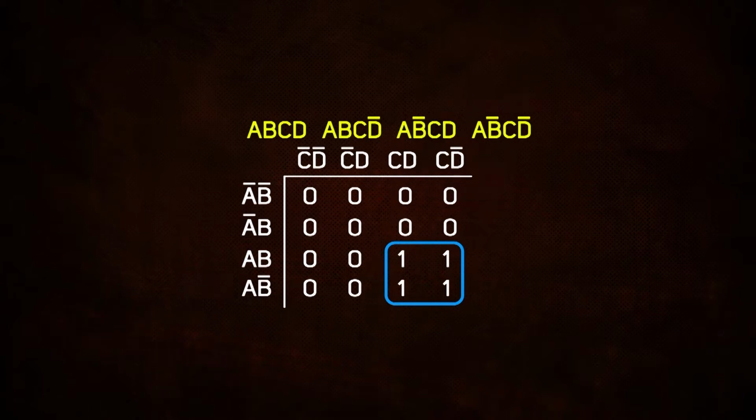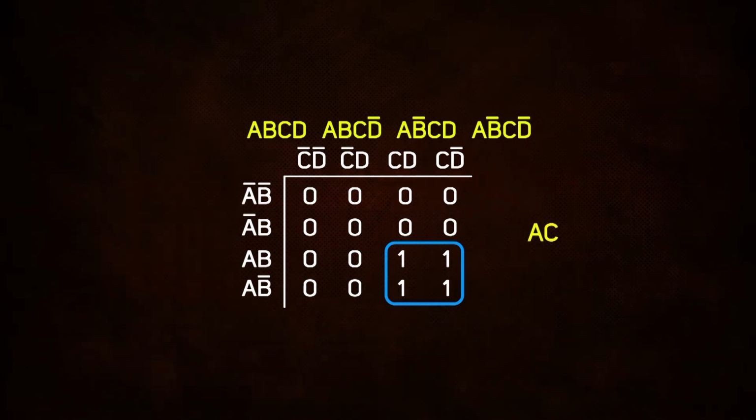A has the same true form in all 4 terms. So, we can consider A in the resulting term. So, let's write the resulting term A. Next, we take B, which shows a true form in the first 2 terms and complement form in the next 2. So, the variable B is to be removed. Next, take the variable C, which appears the same in all 4 terms. So, we add it to the resulting term. Now, the resulting term is AC.